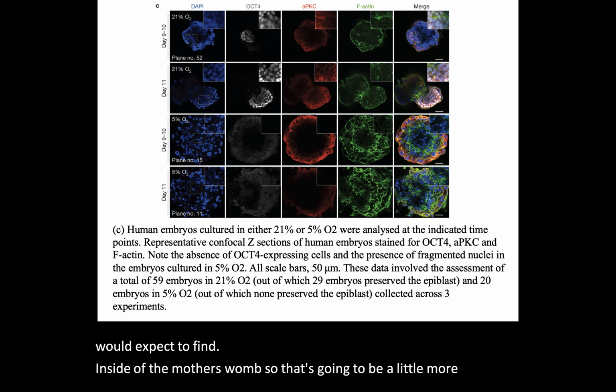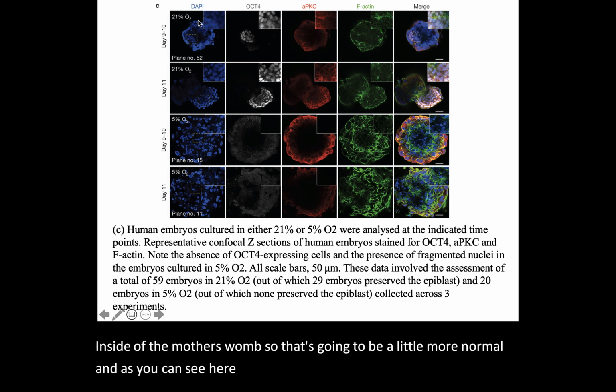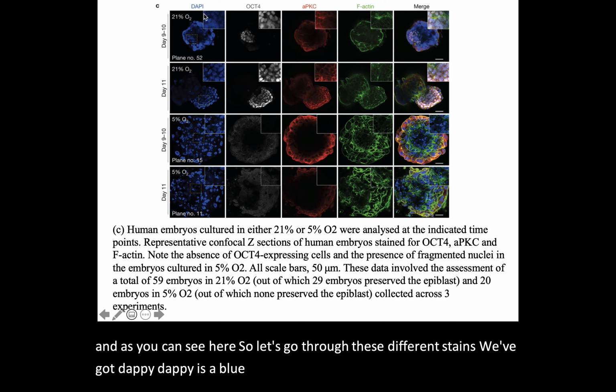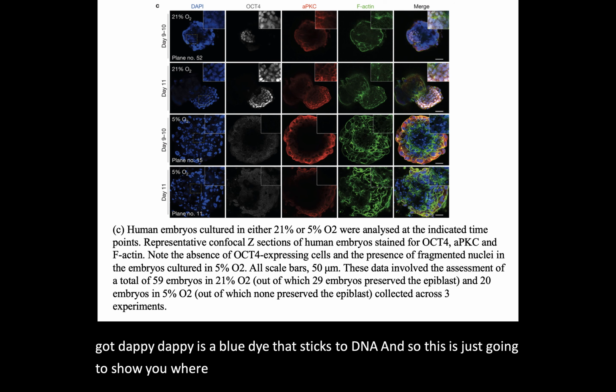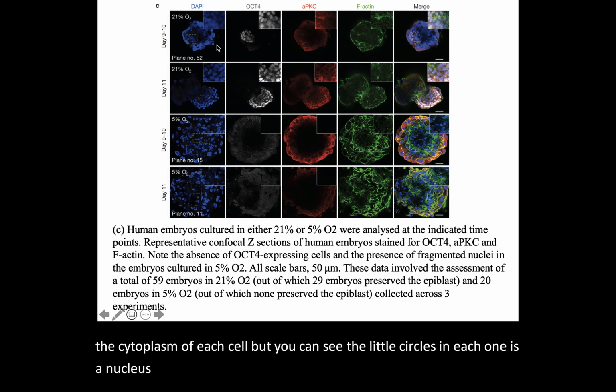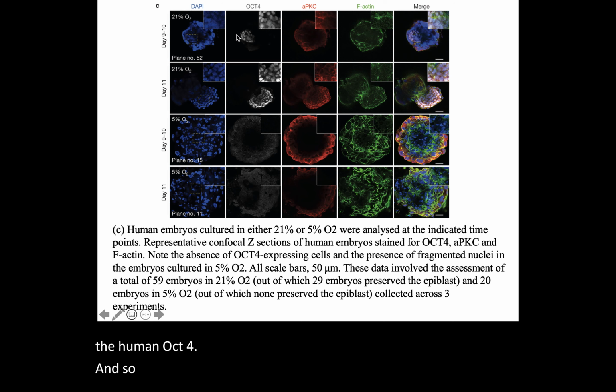And as you can see here, let's go through these different stains. We've got DAPI. DAPI is a blue dye that sticks to DNA. And so this is just going to show you where the nucleus is of each cell. So you can't see the rest of the cytoplasm of each cell, but you can see the little circles, and each one is a nucleus of a cell. Then we've got OCT4 right here, the human OCT4, and so OCT4 is going to be expressed.